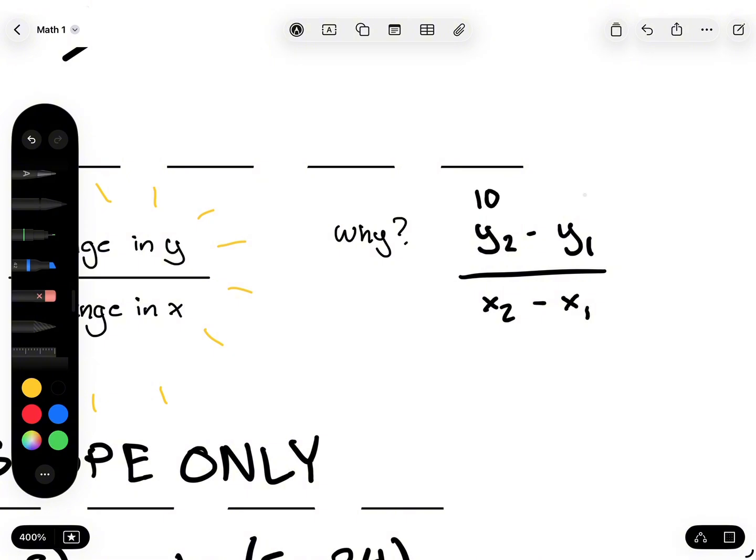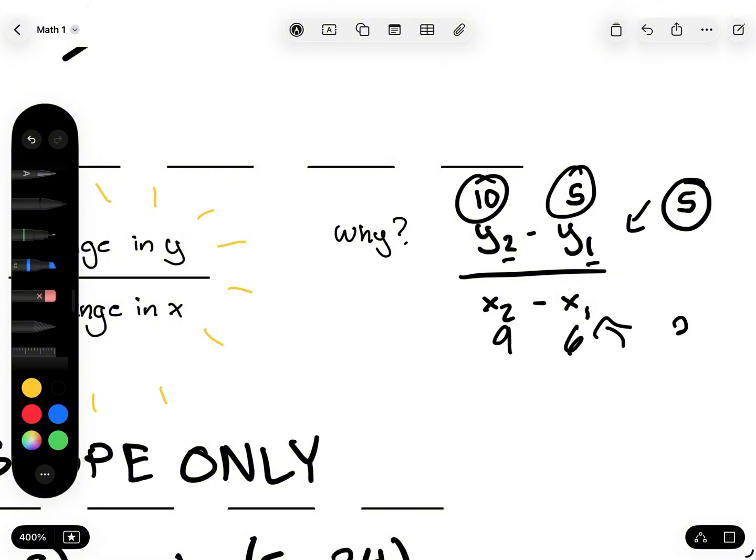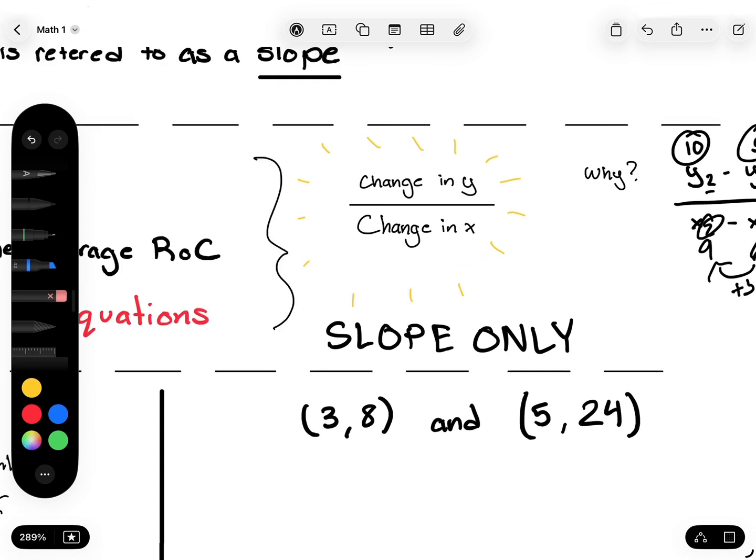For example, if this is 10 and this is 5, your answer is going to be 5. So your change is 5. You're changing this number by 5 to get to your second number. And the same thing with x. Let's say this is 9 and this is 6. We're changing by 3. We're adding 3 to get from number 1 to number 2. Hopefully that does make sense.